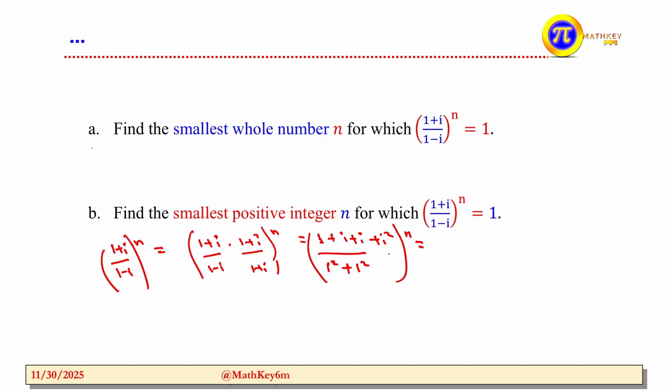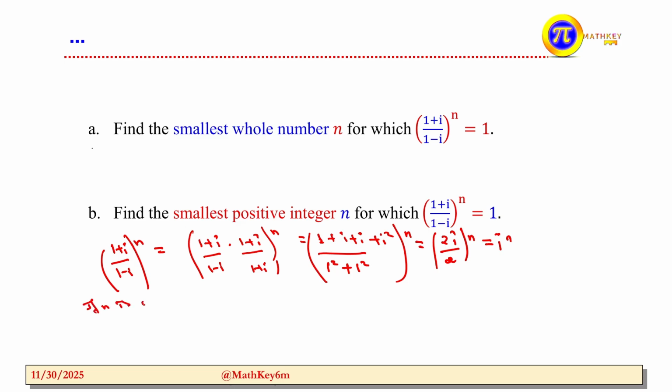So i squared means negative 1, 1 minus 1 is 0, it becomes twice i divided by 2, to the power of n. We cancel 2 by 2, what remains? Which equals i to the power of n. Then we can perform the operations as we are familiar.